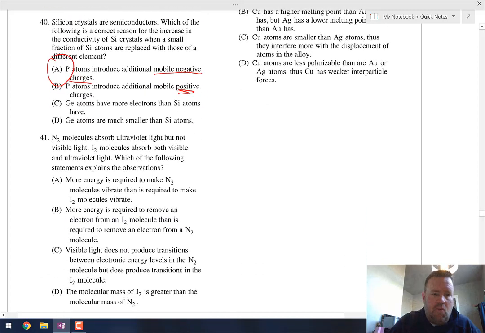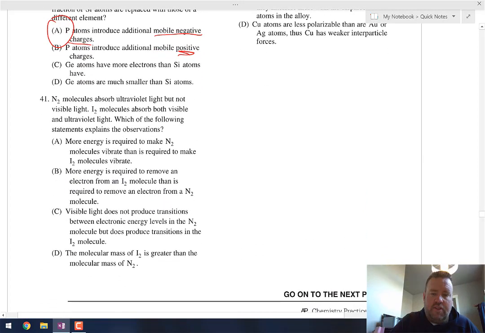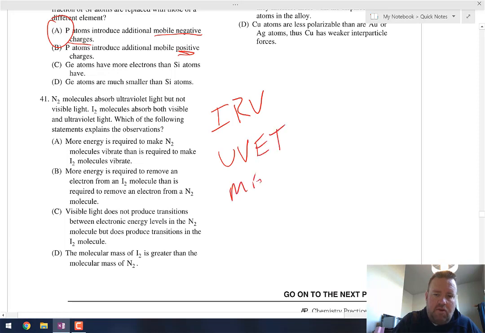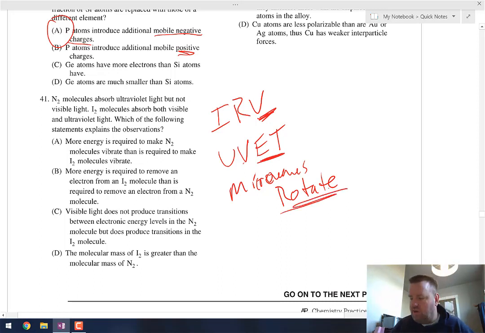Okay, number 41. This is one of those questions that take us all the way back to IR, UV, and the fact that microwaves do what? They rotate. So infrared produces vibrations, ultraviolet produces electronic transitions, and microwaves cause rotations to occur.